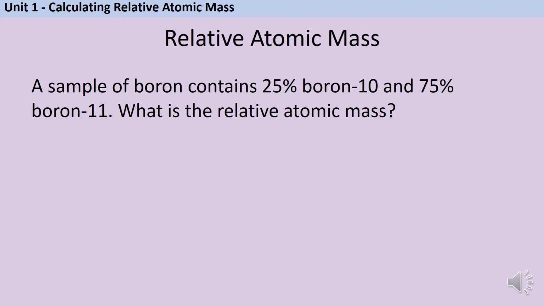Here's an example of a typical exam question. A sample of boron contains 25% boron 10. That means the isotope of boron that has a mass number of 10. And 75% of boron 11. What is the relative atomic mass?